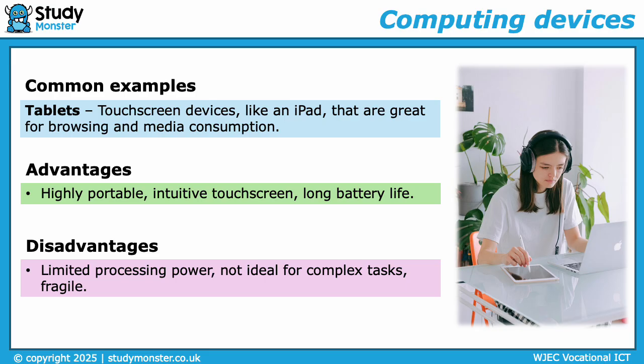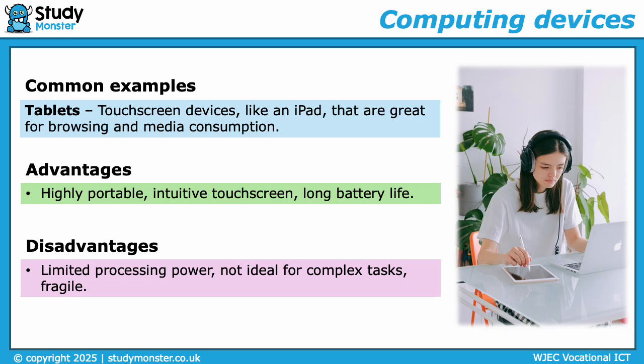Tablet computers tend to have replaced computers in a lot of homes now. They're dead easy to use. A touchscreen device, a bit like an iPad or a Samsung tablet, things like that. Basically a bigger version of a phone, that are great for browsing the internet, media consumption, like consuming Netflix and YouTube, different things like that.